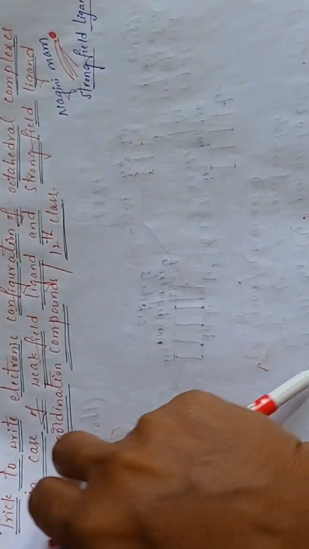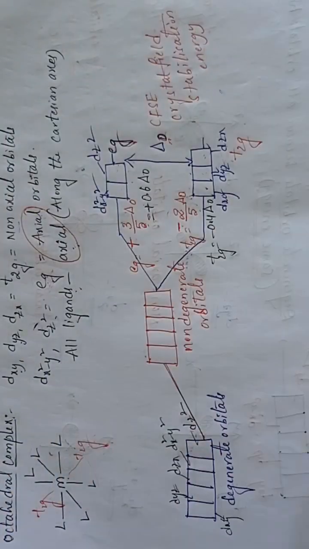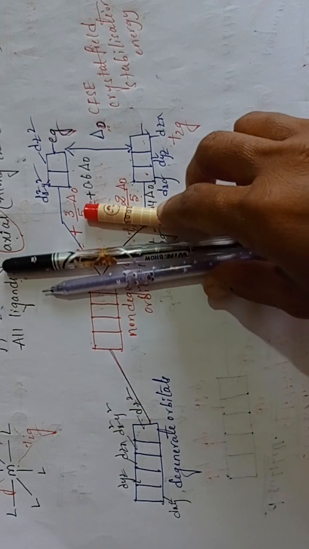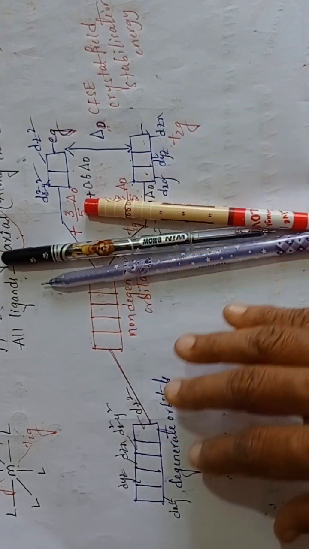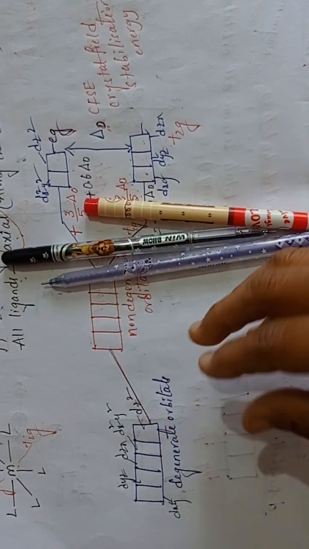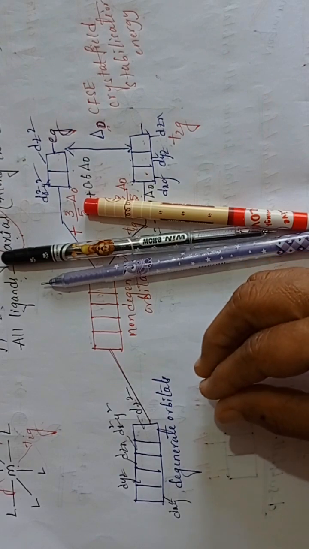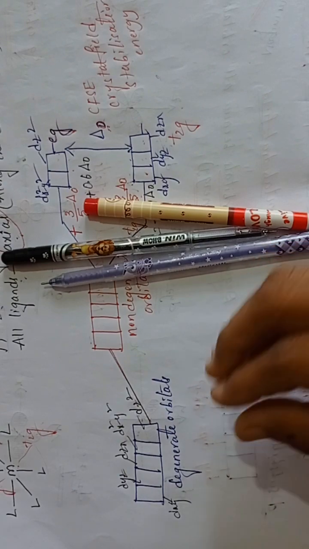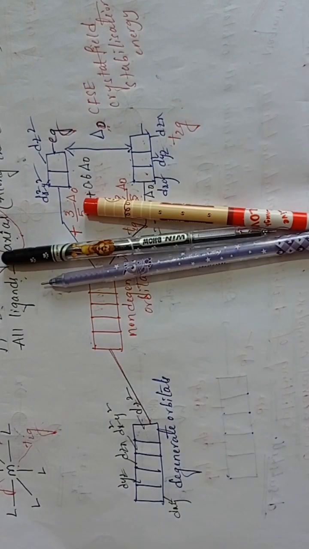I'm not discussing this octahedral complex splitting of d orbitals clearly, how it takes place. If you want to learn this topic, please go through my video on how it is splitting. I will just show you.